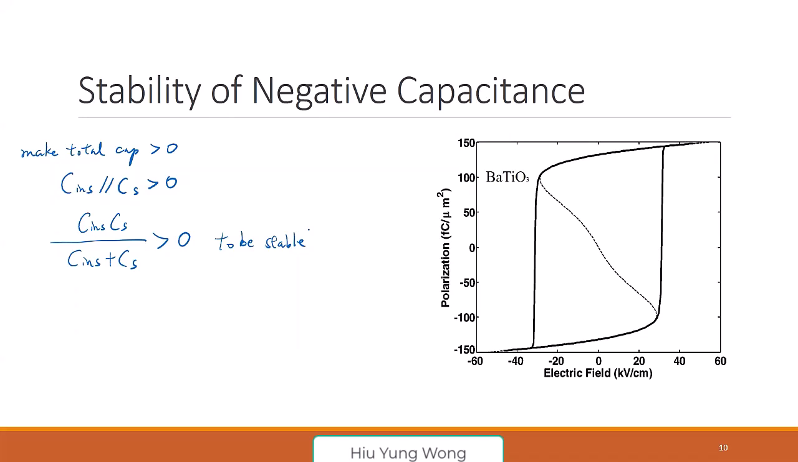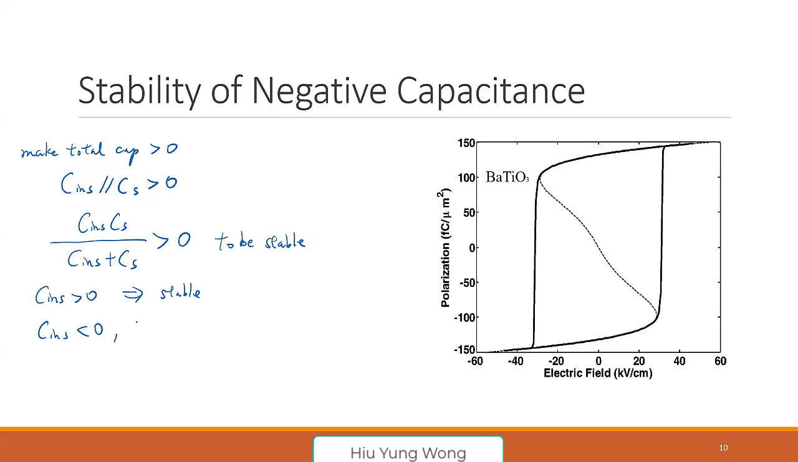And once it is stable, then it is possible for this negative capacitance to come out. So what are the possibilities that I can make this larger than 0 for negative Cins, right? If Cins is larger than 0, then of course it's stable, right? But what if Cins is smaller than 0? How can I make this stable?